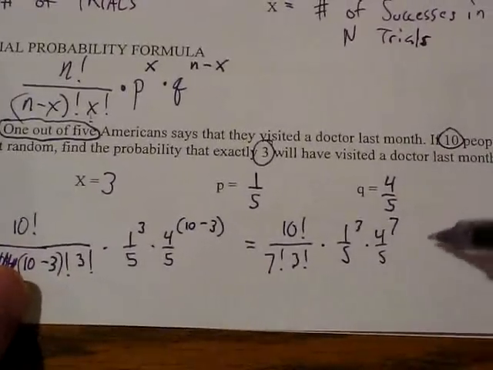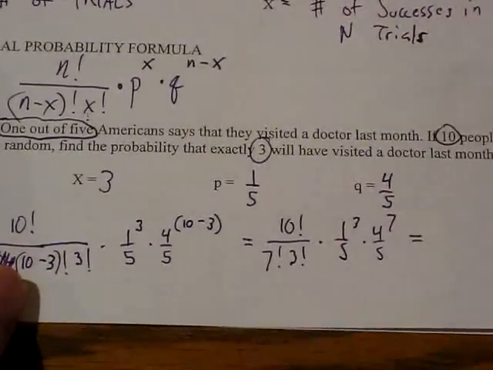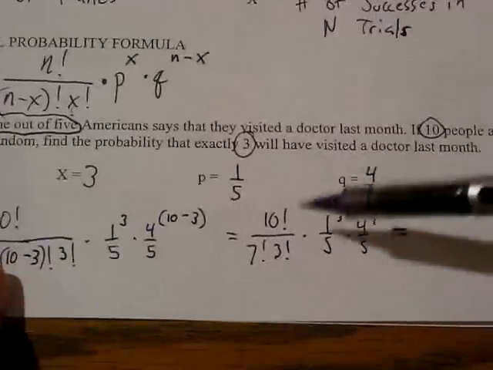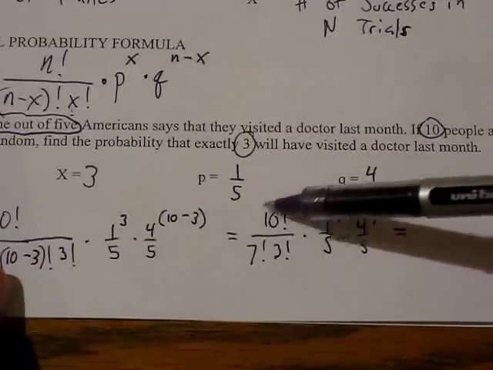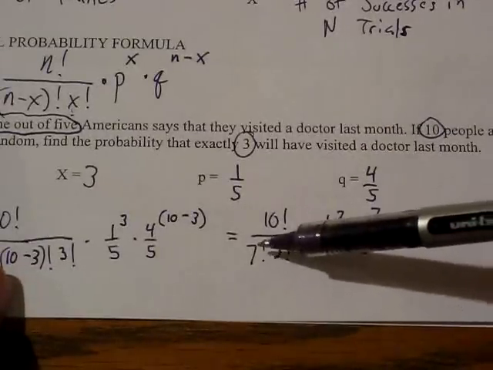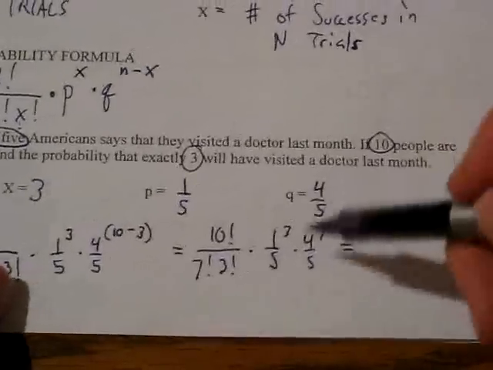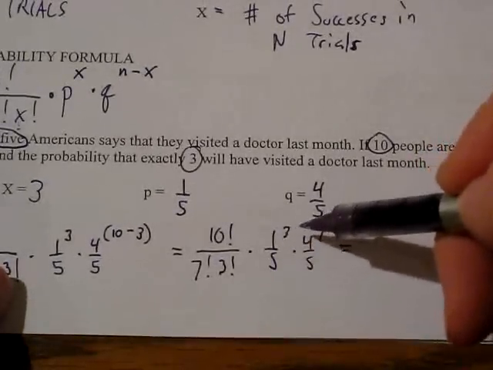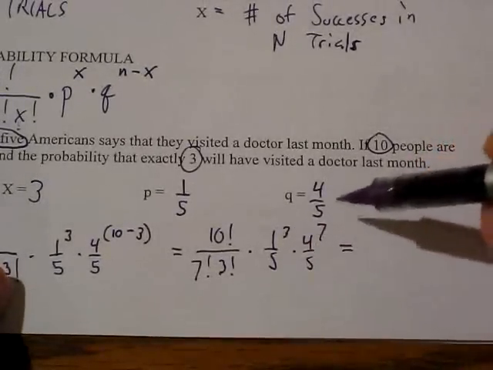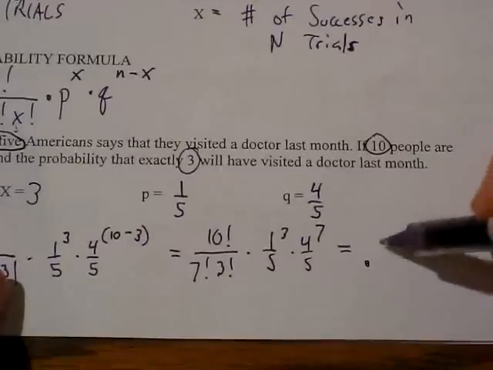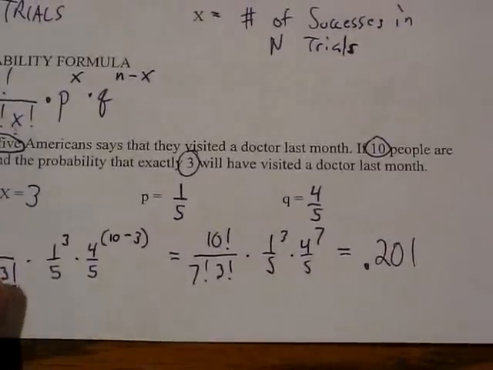Now, if you copied all this down correctly into your calculator, what I would do is take this step by step: go 10 factorial divided by 7 factorial times 3 factorial in parentheses, get the answer, then multiply that by 1/5 cubed, then multiply that by 4/5 to the 7th power. This gives you an answer of about 20%.